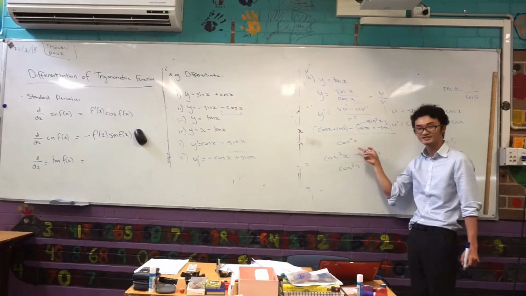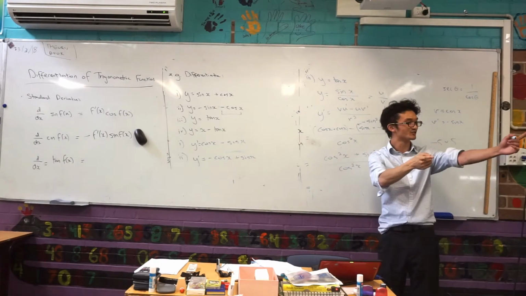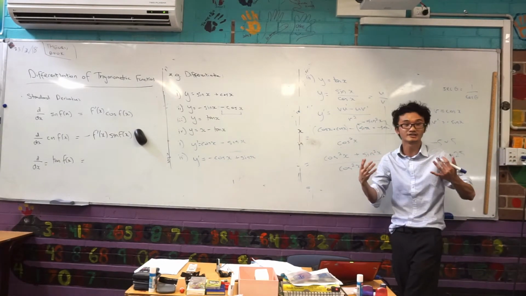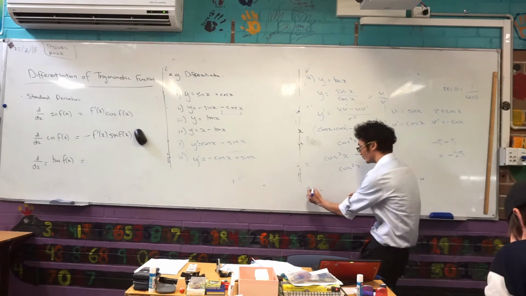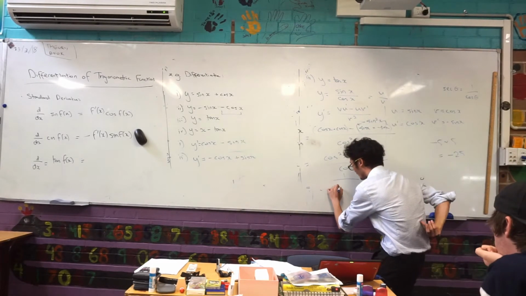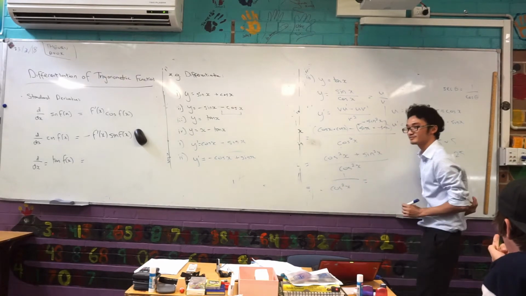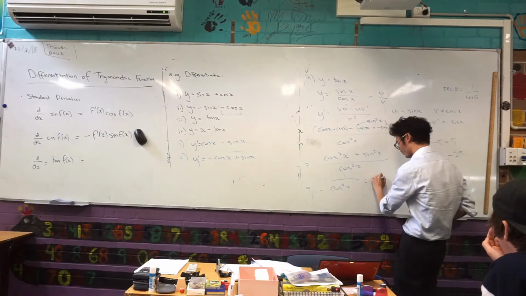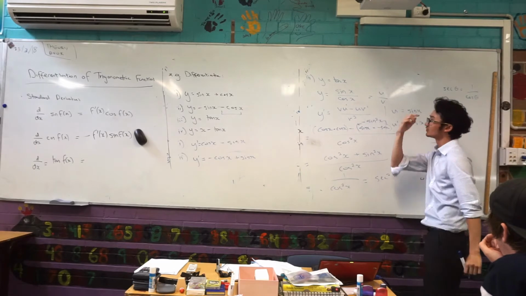I did 90. And this just equals 1. You tried 90? Yeah, it doesn't matter what you put in. It's always going to be 1 on the top. This identity is always going to simplify to 1. You get 1 on cos squared x, which is sec squared x.